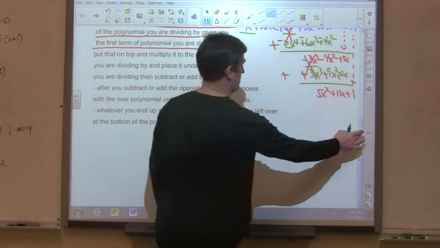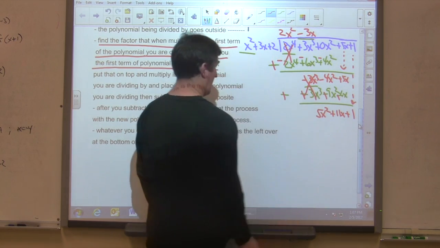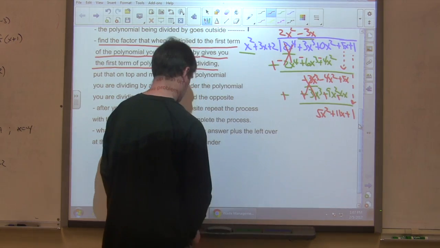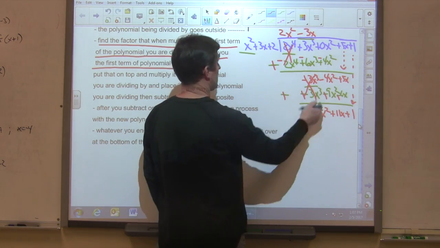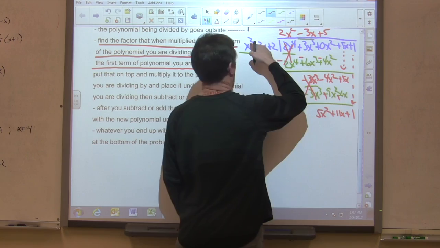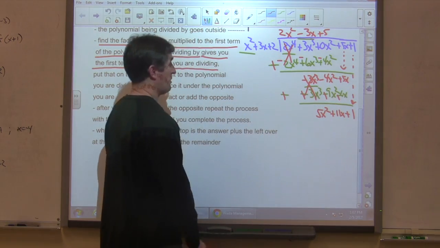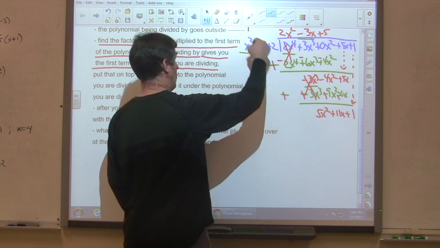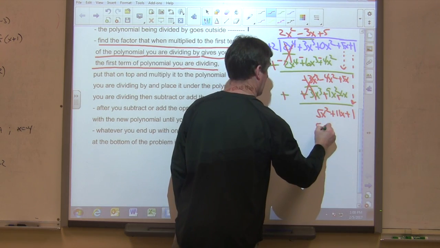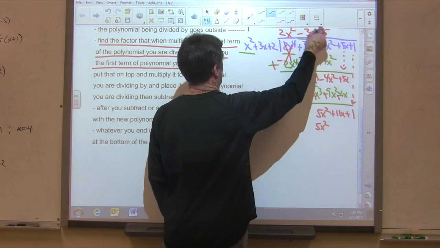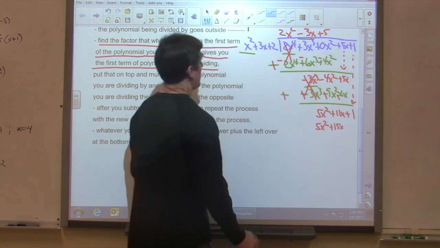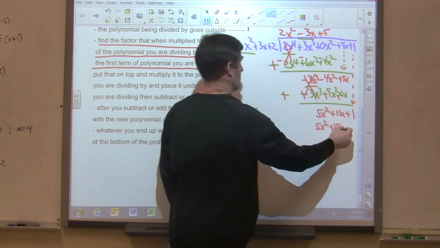So now I go again and I say, what do I have to multiply x squared by to get to 5x squared? And that would be 1 to get to 5 would be 5. I have an x squared, that's all I need, so I don't need to multiply that by anything. So now I take the 5 and I multiply it by the whole problem. And I get 5x squared. 5 times 3x is 15x. And then 5 times 2 is 10.